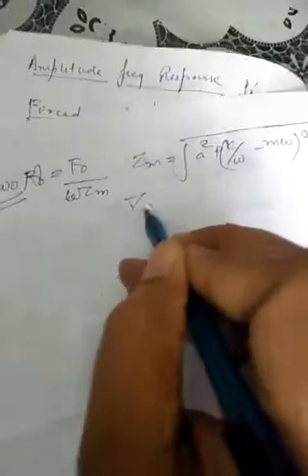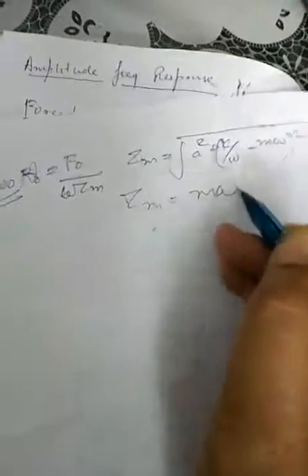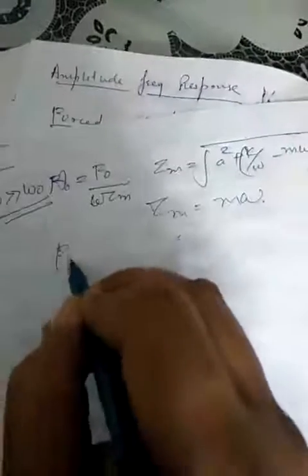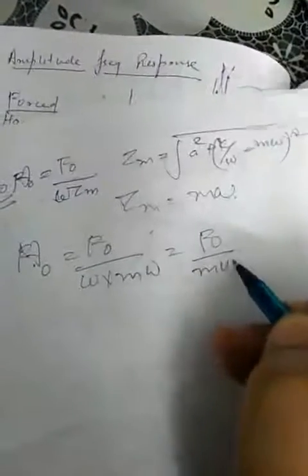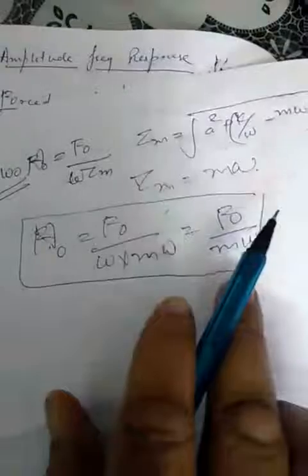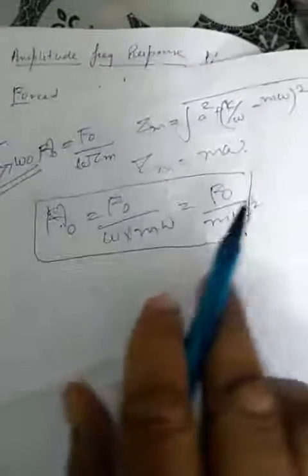Next is case 2, when omega is much larger than omega naught. So what will happen when omega is much larger? This value will be very small, so only this factor will dominate. So Zm is equal to m into omega only. So that means A naught will be equal to f naught by omega into m omega, that is equal to f naught by m omega square. So that means at very high frequency the amplitude will be equal to this one. Amplitude decreases with the frequency in the high frequency region, so if the frequency is very high, amplitude will be very small.